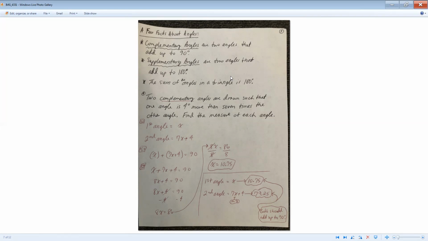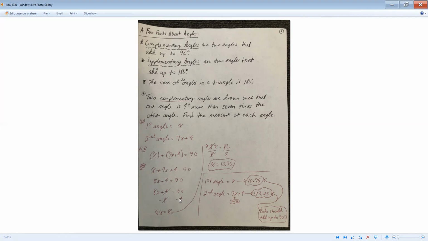It says one angle is 4 more than 7 times the other. So we do 7x, 7 times x, plus 4. That's the 4 more than. Now we can add them together to give us 90 degrees. x plus 7x plus 4 equal to 90. So we go ahead and combine the like terms. That'll be 8x plus 4 equal to 90.